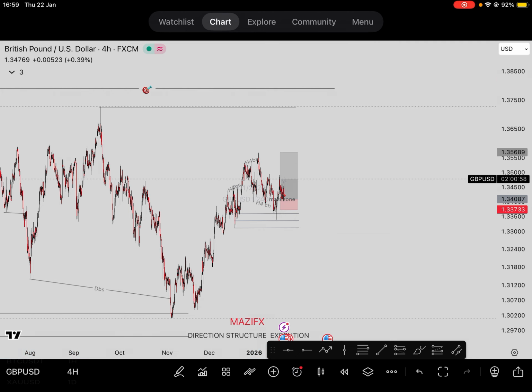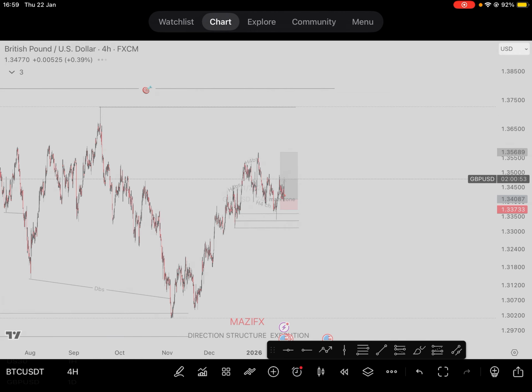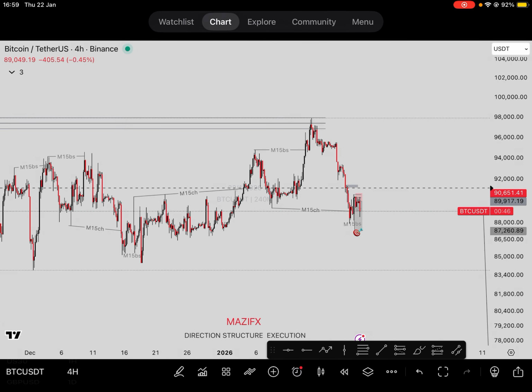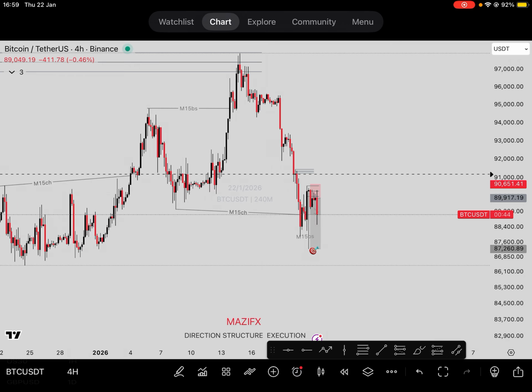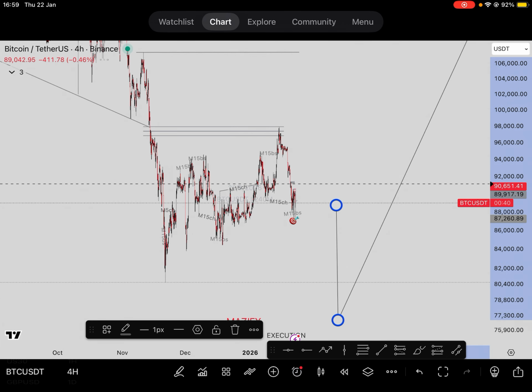I'm just going to take it for another opportunity. So that's why I took this GU trade. So I think I have another trade running on BTC. Now looking at my BTC trade, wow, it's going fine. It's dumping. BTC is going to come down. I'm expecting BTC to come lower.